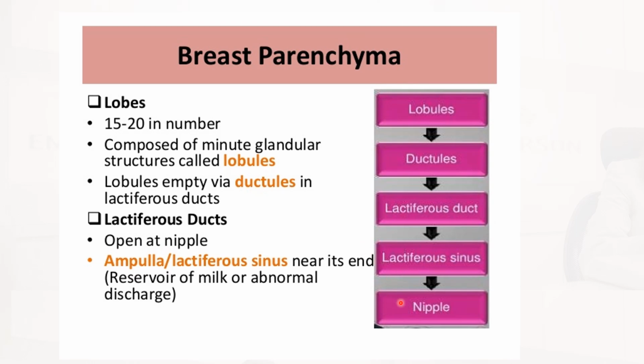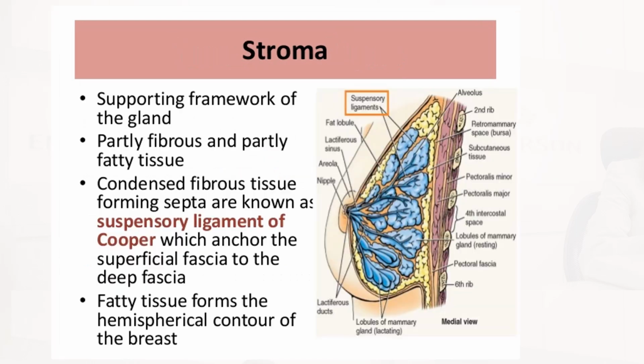Then finally, the nipple. Remember when we were talking about oxytocin during our endocrine lessons, we said the hormone responsible for stimulating ejection of milk is oxytocin. Hope you remember. It causes the contraction of the myoepithelial cells to be specific.